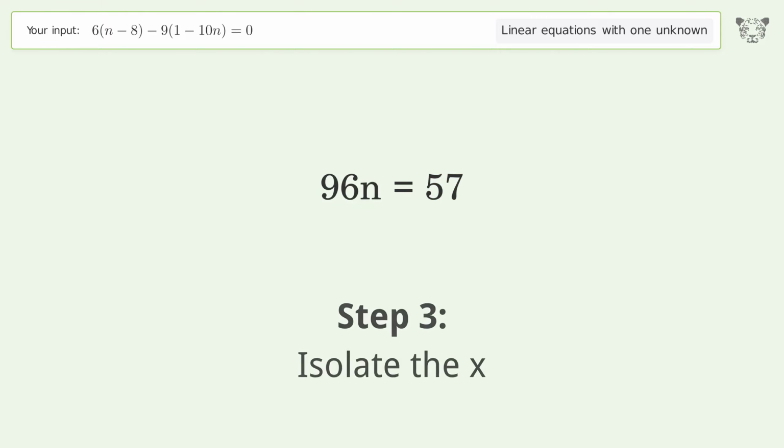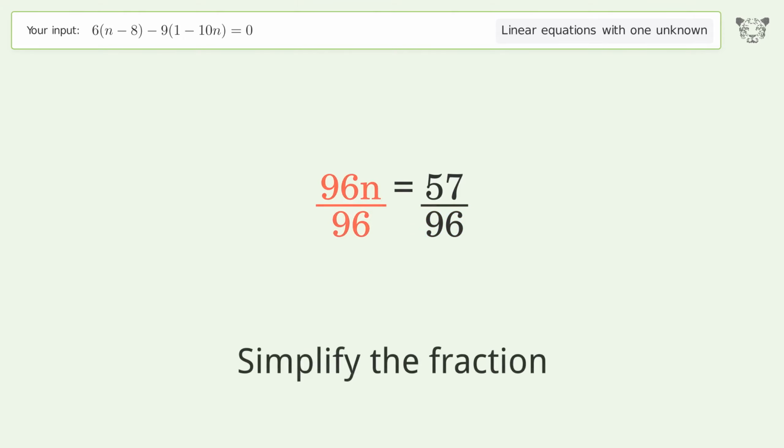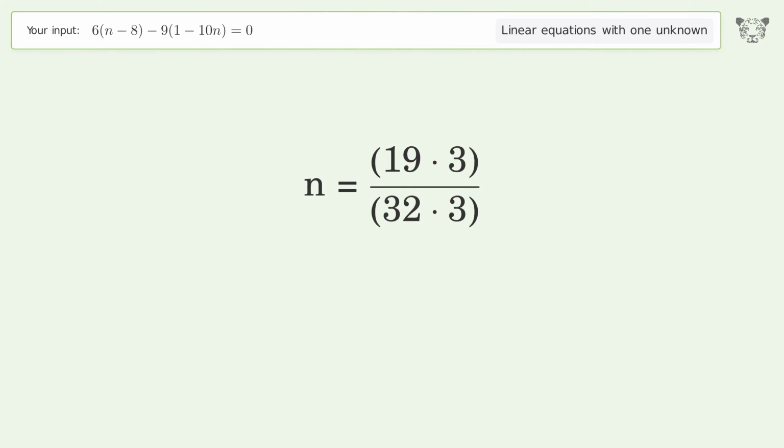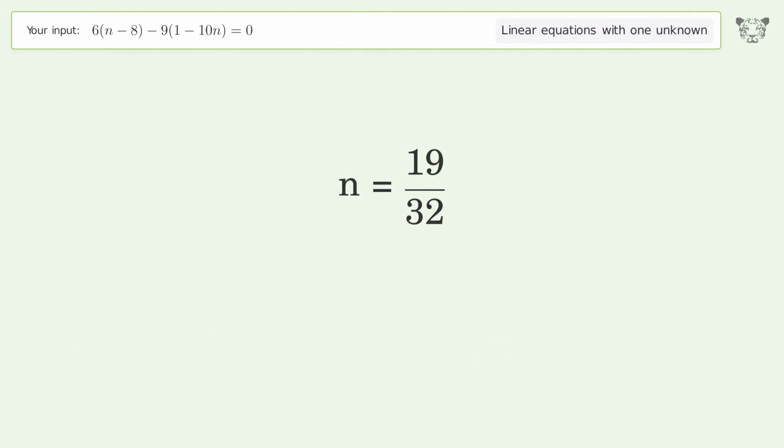Isolate the x. Divide both sides by 96. Simplify the fraction. Find the greatest common factor of the numerator and denominator. Factor out and cancel the greatest common factor. And so the final result is n equals 19/32.